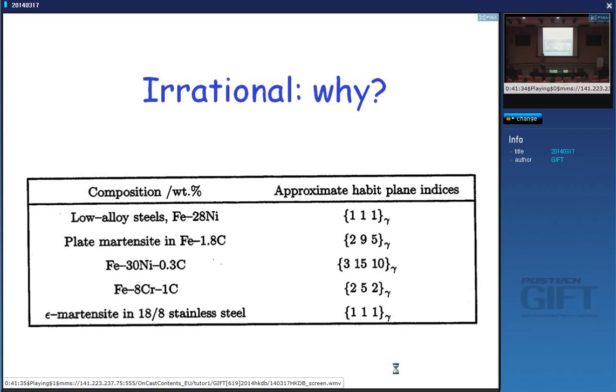Now, why should martensite choose to form on these very strange habit planes? That's one of the questions we need to answer, and we need to be able to predict these habit planes as a function of composition, lattice parameters, and so on. So unlike slip deformation, the deformation of martensite occurs on strange planes. So just like we can define a slip system, we can define the deformation caused by martensite by a plane and the direction of the displacements.